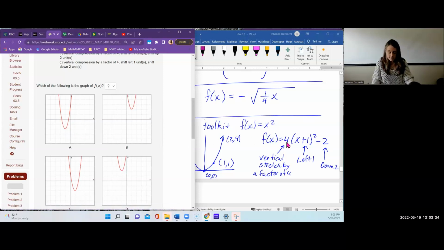Also notice that the y values have been stretched by a factor of 4. What does that mean? The point that was at 1, 1 got shifted and it went left 1, down 2. So it went left 1, down 2 and ended up here, but then it got stretched. Because it was stretched by a factor of 4, it took this and multiplied by 4, which moved it up. The only possibility for a correct answer is part A.